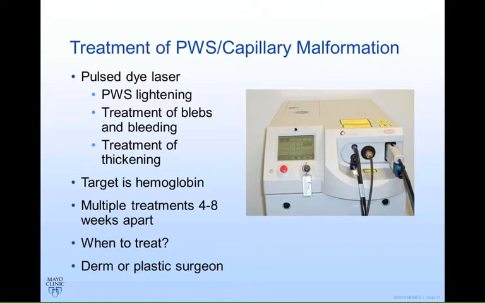One question is, when should we treat? Is it better to treat early on, or is it better to treat later in life? This was up for a fair amount of debate. Some people really believe that the earlier treatment, the better. It probably does serve to prevent the thickening a bit better if people are treated earlier in life.